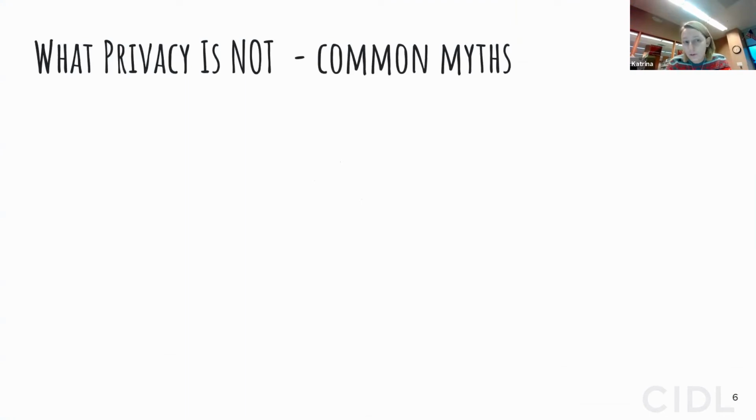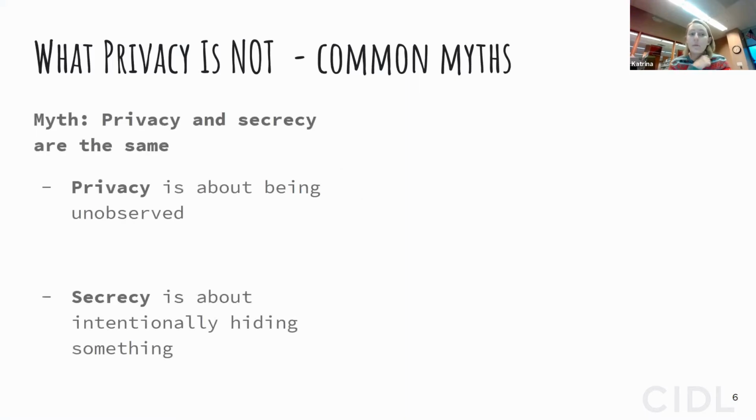So we're going to briefly go over what privacy isn't. There are a lot of common misconceptions and myths, and we're going to address 2 of those big ones today. The first one is that privacy and secrecy are the same. They are not. They are very different, although it is a subtle difference. Privacy is about being unobserved. You can walk around, do your own thing without worrying about someone watching you while you're doing it. Secrecy is about intentionally hiding something, taking information or an activity and intentionally keeping it from other people.